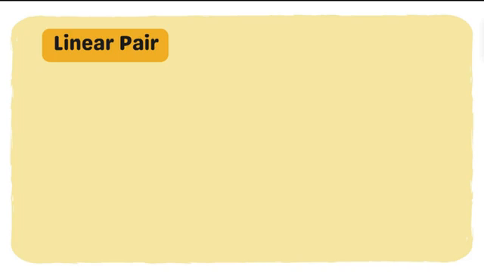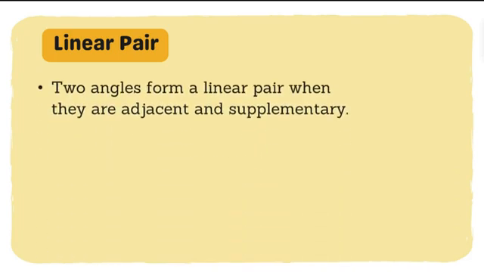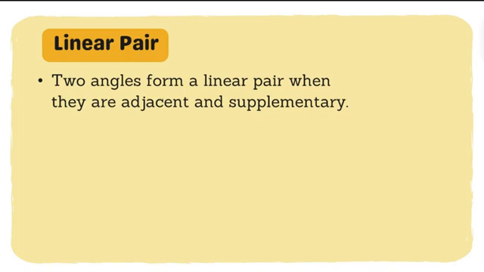Next angle pair is what we call linear pair. Two angles form a linear pair when they are adjacent and supplementary. Okay, example. We have here 100 degrees, angle 1, and then angle 2 which measures 80 degrees. Pag pinag-add natin sila, it will be 180. Okay? And as you can see, these two are examples of adjacent angles.